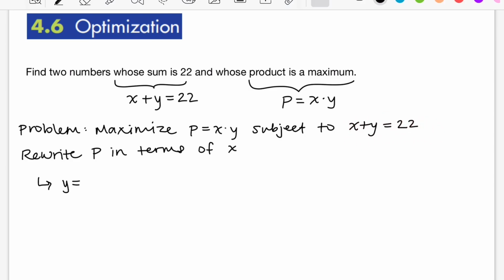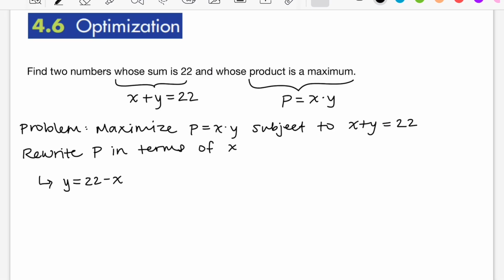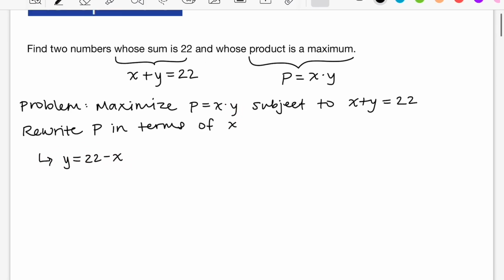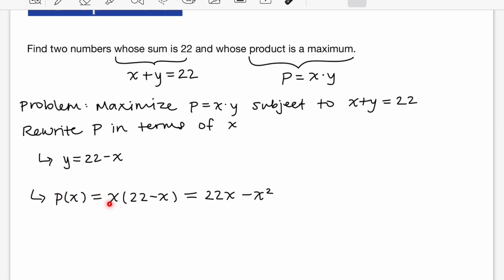Solving for y, we get y is equal to 22 minus x. So we can rewrite p in terms of x by plugging in our y value. And so p is going to be a function of x. Plugging our value for y in, we'll get 22x minus x squared. And so what we want to do is maximize this function, this product.